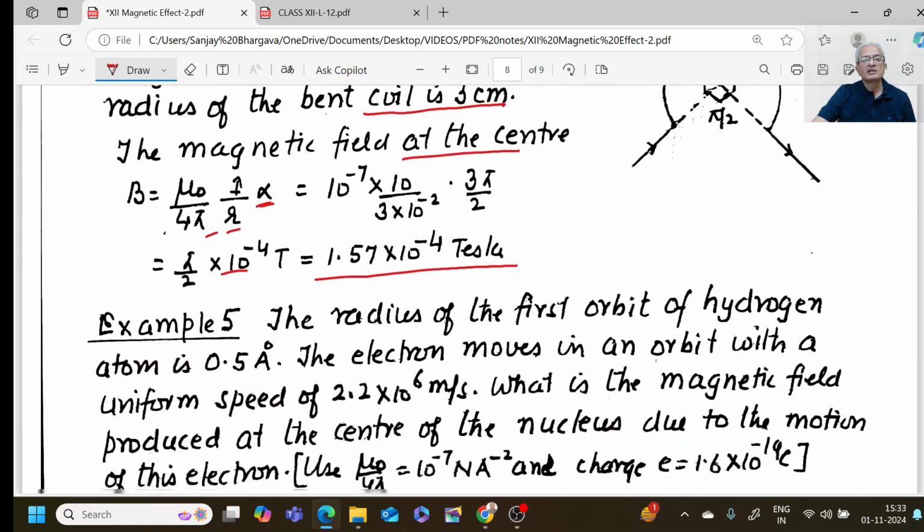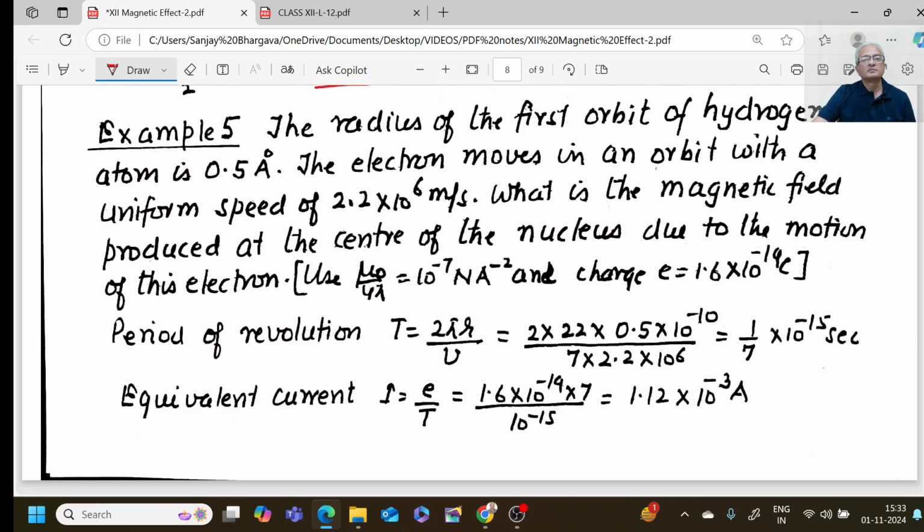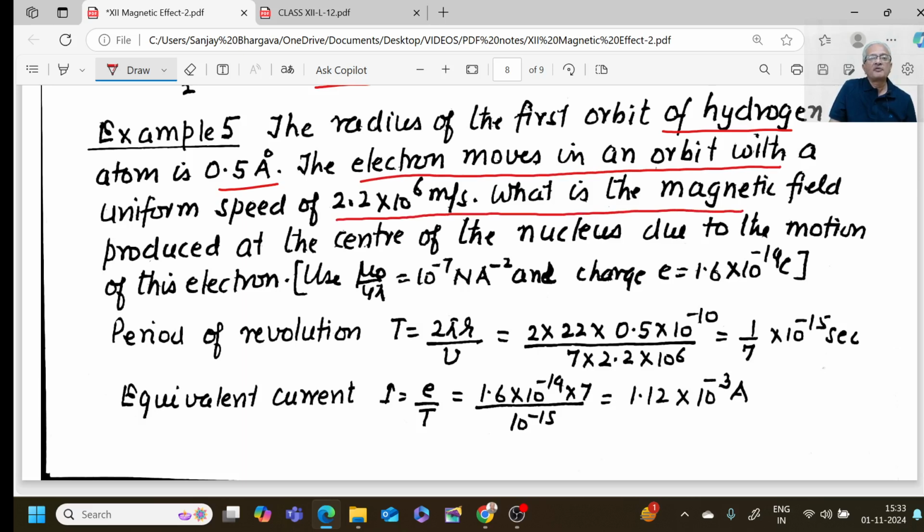Example number 5. The radius of the first orbit of hydrogen atom is 0.5 angstrom. The electron moves in an orbit with a uniform speed of 2.2 × 10⁶ meter per second. What is the magnetic field produced at the center of the nucleus due to the motion of this electron? Use μ0 upon 4π as 10⁻⁷ and charge e equals 1.6 × 10⁻¹⁹ coulomb.